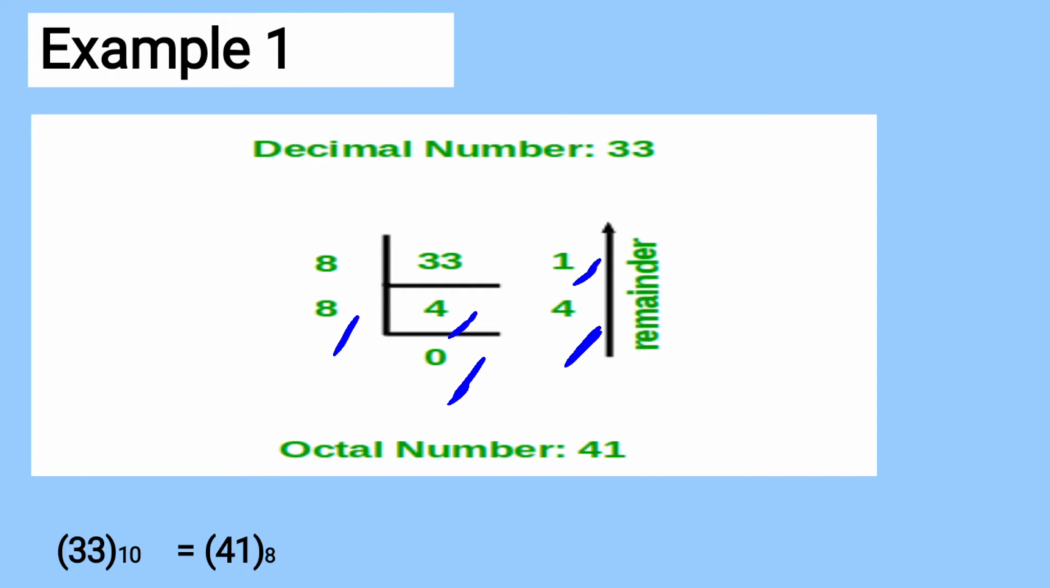And finally, to write the answer, we write from bottom to top. At last our answer will be 4 1, reading from the reverse side. Make sure when you write the answer you write the base value. The original number was in decimal, so the base is 10, and when it gets converted it becomes octal. So the answer will be 33 to the base 10 is equal to 4 1 to the base 8.